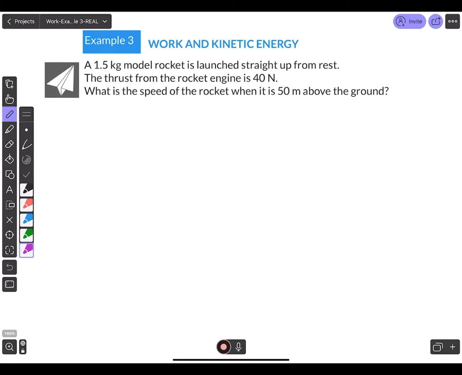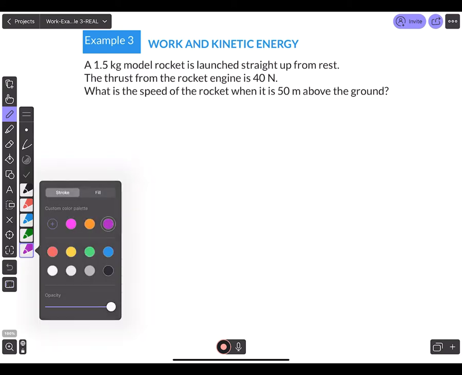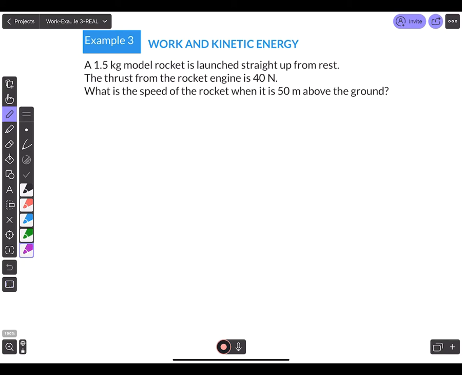A 1.5 kilogram model rocket is launched straight up from rest. The thrust from the rocket is 40 newtons. What is the speed of the rocket when it is 50 meters above the ground? Well, first let's draw a free body diagram for this situation. So we have the thrust upwards, and we are also going to have gravity downwards, which we'll represent as mg. Right? We're assuming the thrust is stronger than gravity, and we'll call it F thrust.